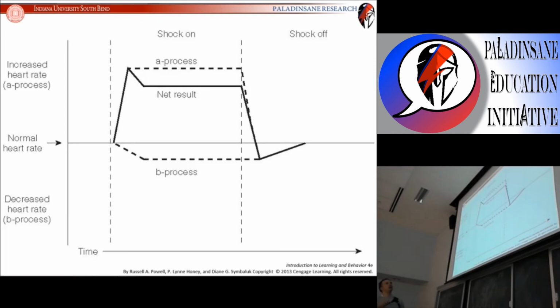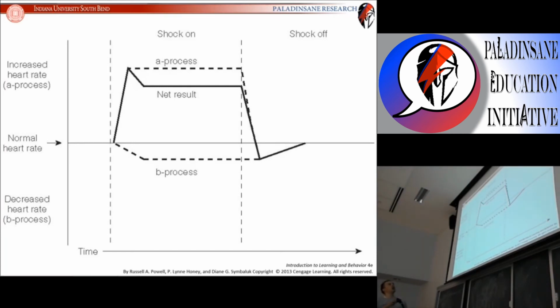And then the other thing about the B process is that it's not as fast as the A process. You can see that the A process has a very rapid reaction. The B process takes a little bit longer to get going. And then, importantly, it also lasts a little bit longer once the shock is turned off.